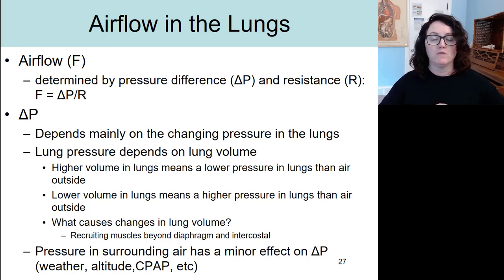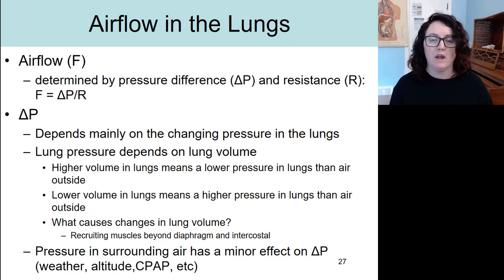Diaphragm and intercostals are moving down and out, making the space inside the lungs get bigger. The volume of the lungs gets bigger. Higher volume in the lungs means a lower pressure in the lungs than the air outside. Lower volume in the lungs means a higher pressure in the lungs than the air outside.